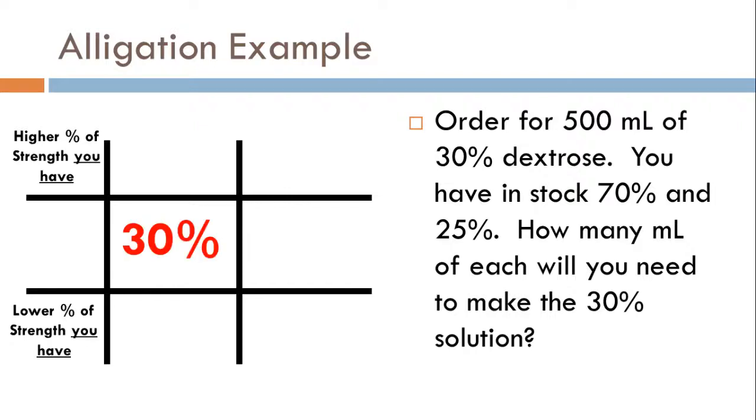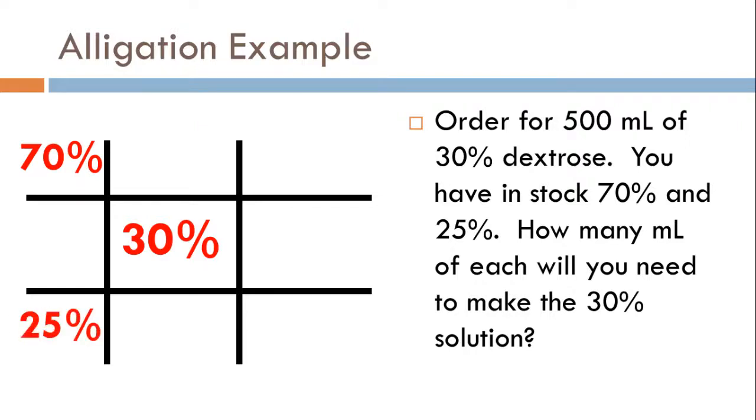30%, that's what we're looking for. Our higher percentage strength is, of course, 70%. And then our lower percentage strength that we have is the 25% we discussed earlier. So you know what to do next. We're going to find out the difference between those two. You could probably do the math in your head, but I've got no problem with you using a calculator should you need it. But 70 and 30, what's the difference? Well, it's 40. 40 parts.